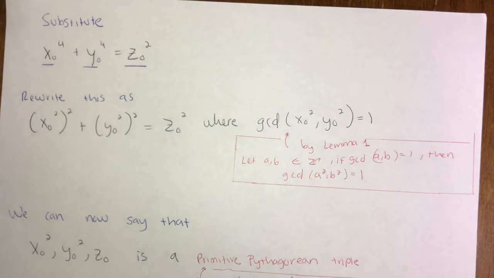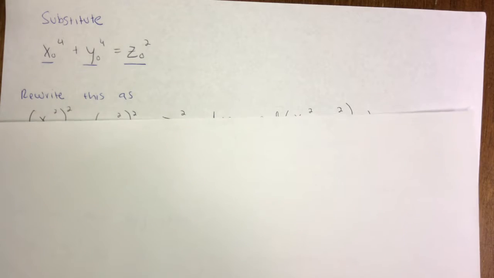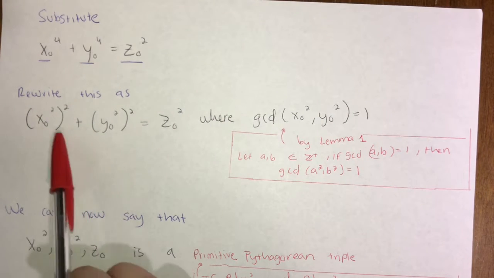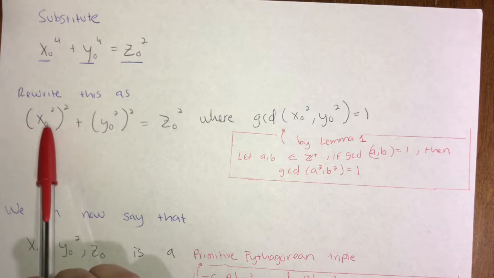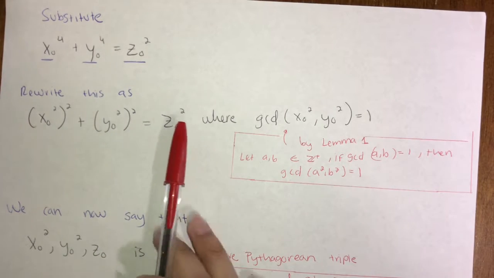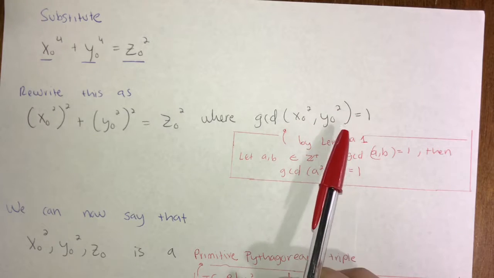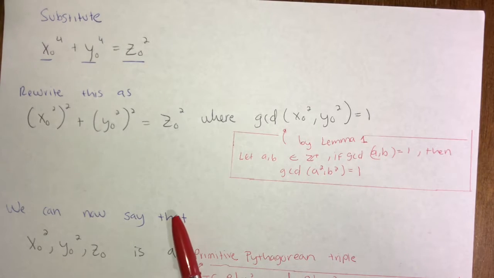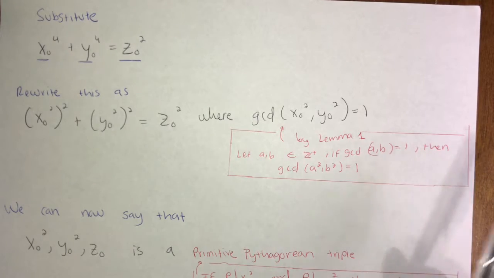We substituted, and substituting, we get the following. Okay, and we're going to rewrite this like this, with the power of 4 divided into these two: x sub 0 to the second to the power 2, y sub 0 to the second to the power 2, and z sub 0 to the second. Where the GCD of x sub 0 to the second and y sub 0 to the second is going to be 1. And why is this so? This is because of lemma 1. Again, you can backtrack to the beginning of the video and verify for yourself, but I also boxed it in for you so that you can verify this.